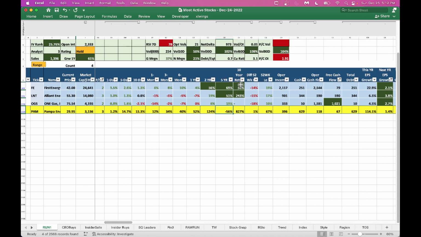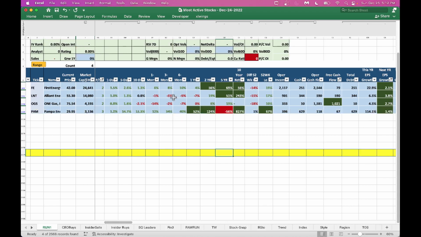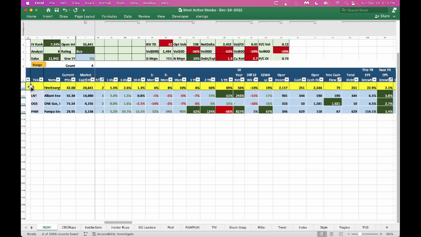We got FE, First Energy. First Energy seems to be steady Eddie, as you can see here. It's done great in 1 year. I would add First Energy to my portfolio here, just a $42 stock. Then you got L&T. L&T is also pretty okay here, but Pampa has done great, as you can see here.